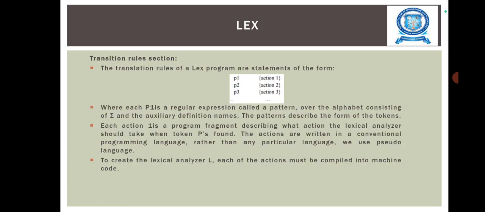Next, we are going to see the translation rules section. The translation rules of a Lex program are statements, for example, P1 action 1, P2 action 2, P3 action 3, up to Pn action n, where each Pi is a regular expression called a pattern over the alphabet consisting of sigma and the auxiliary definition names. These patterns describe the form of the tokens. Each action i is a program fragment describing what action the lexical analyzer should take when token Pi is found. The actions are written in a conventional programming language rather than any particular language. We use pseudo language. To create the lexical analyzer L, each of the actions must be compiled into machine code.